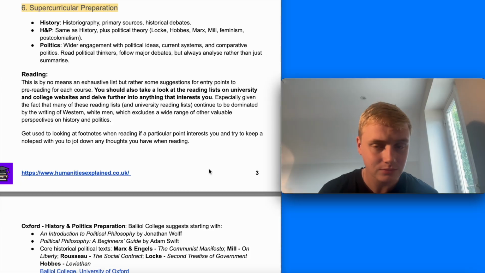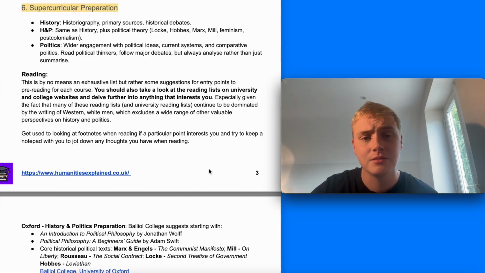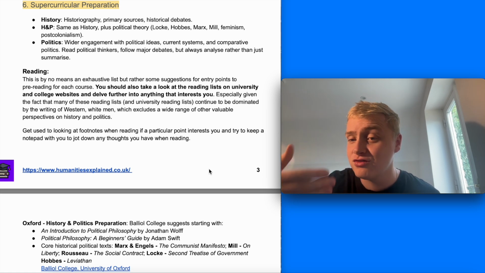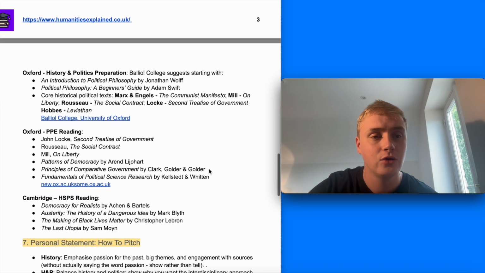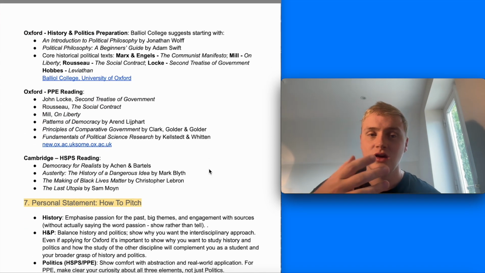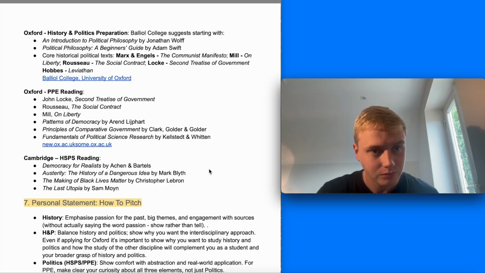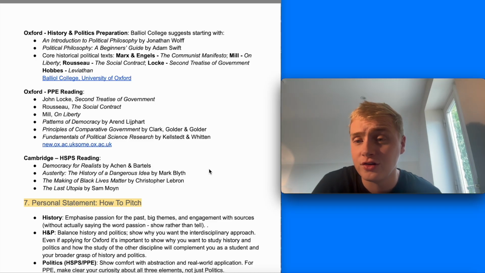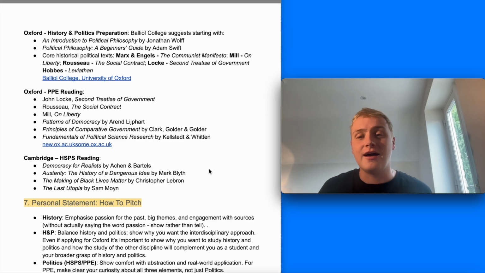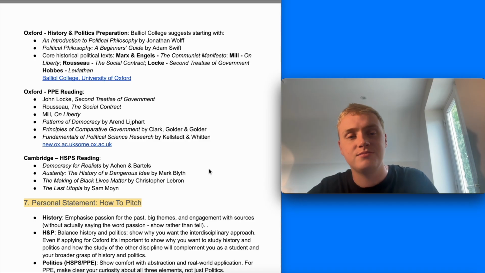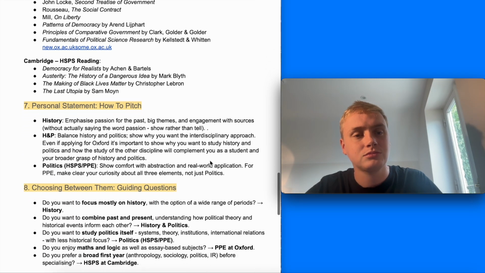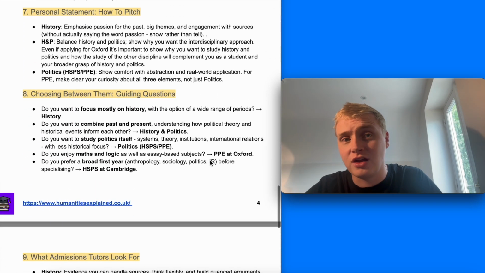And get used to looking at footnotes when reading. If a particular point interests you, you can find another text, for example, that you can go and read. So we've got some reading lists here. These are the ones suggested by some of the colleges at the universities, and these are good texts, but as I said, you can certainly get a more valuable and broader understanding of things. So feel free to pause the video or go to the PDF guide on the website to have a look at some of these.